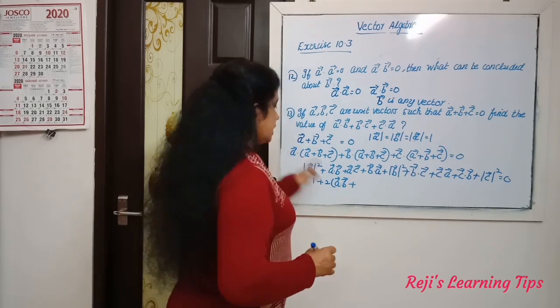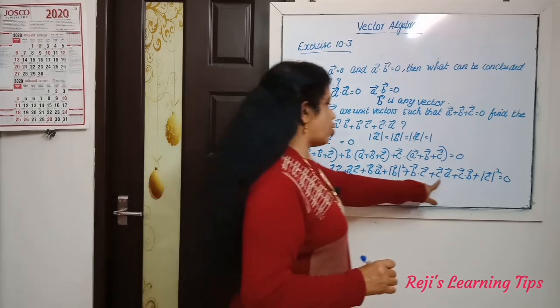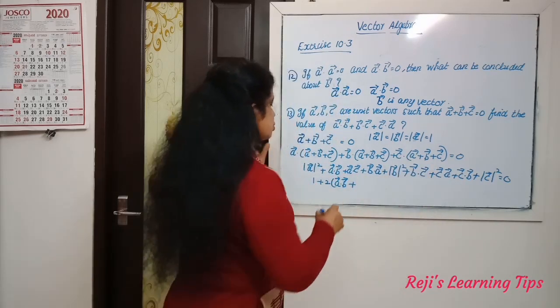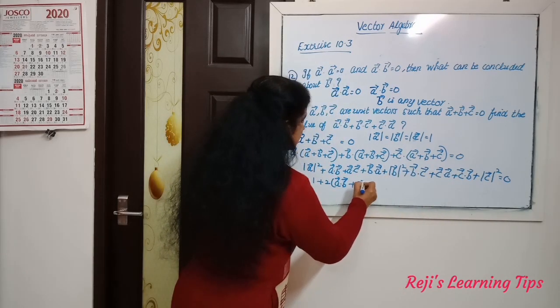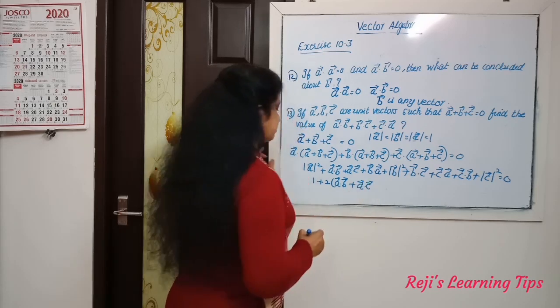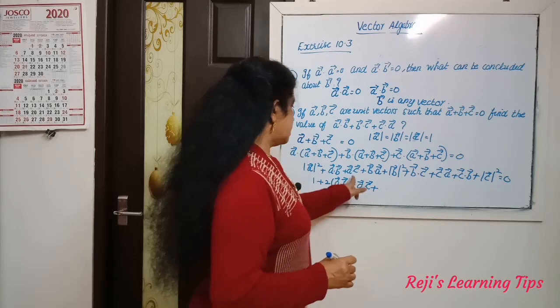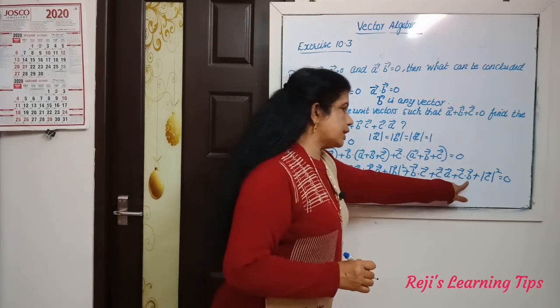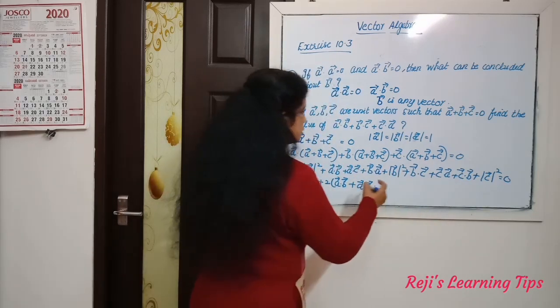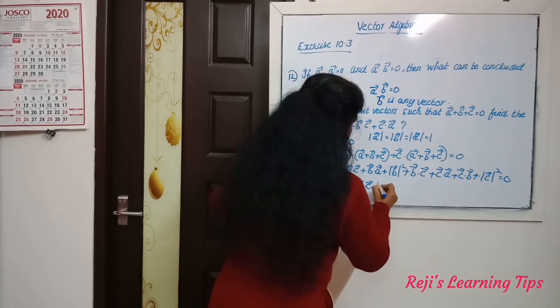Plus a dot c plus c dot a. So we can also write here 2 times a dot c, so we should take the 2 outside. Then plus, b dot c and c dot b are the same, so we should write here 2 times b dot c.